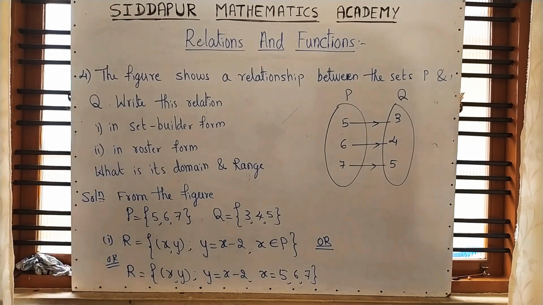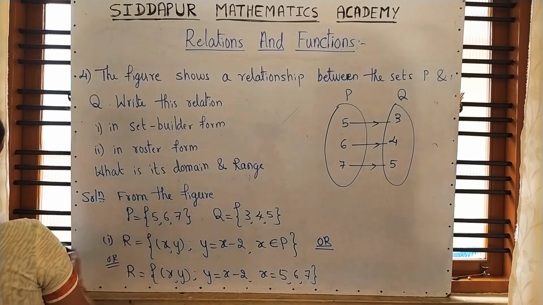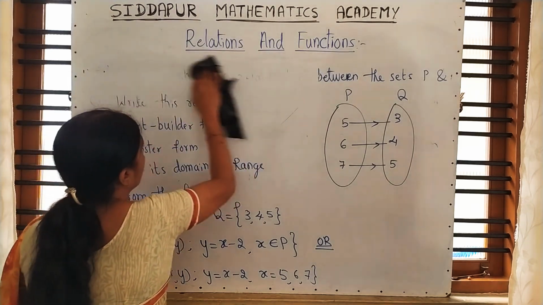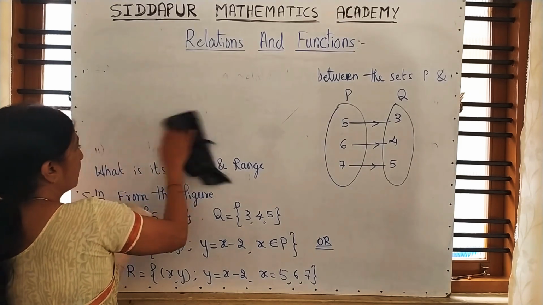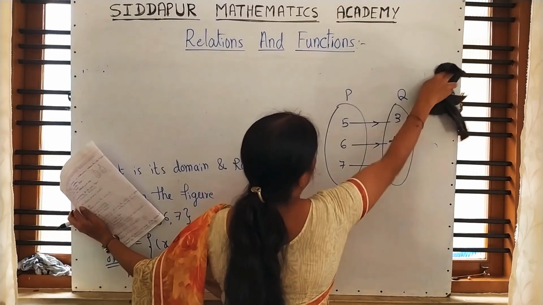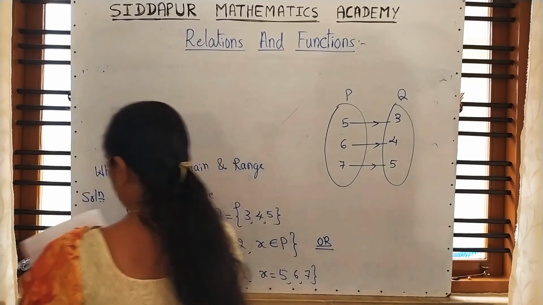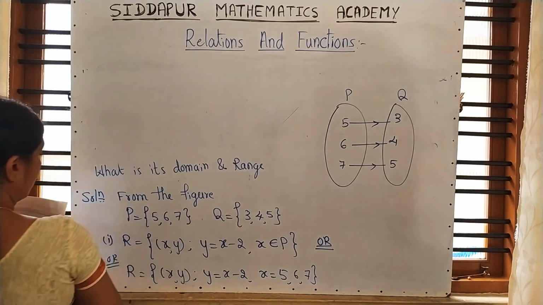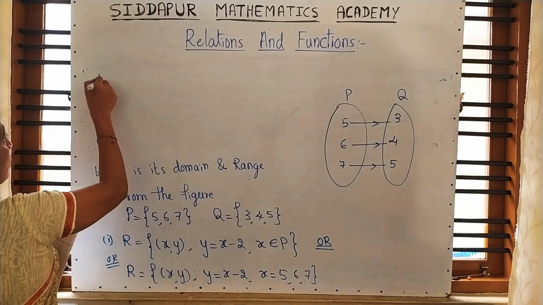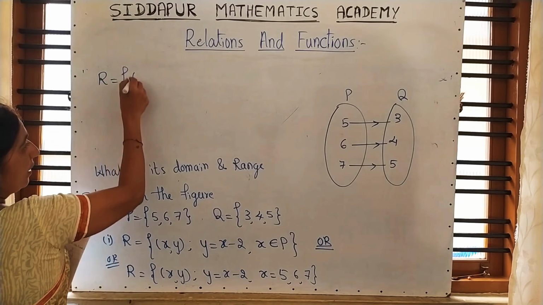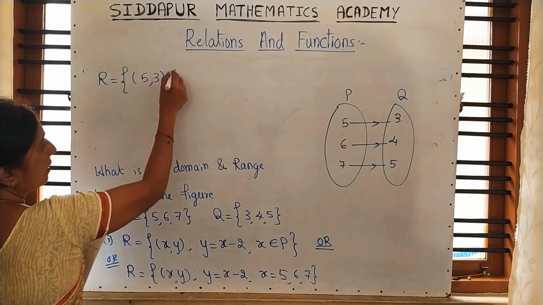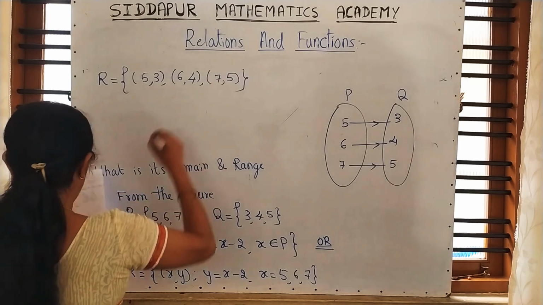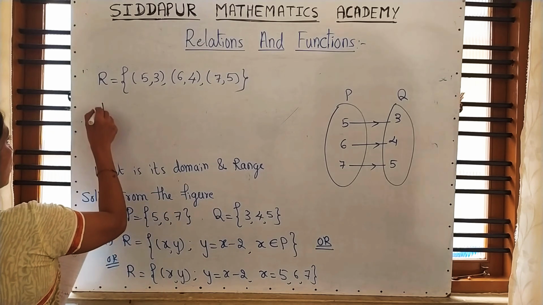And what is the roster form? Roster form is nothing but just writing down the ordered pairs from the figure. It is very simple. So R is equal to, what will you write? {(5, 3), (6, 4), (7, 5)}. Correct or what?